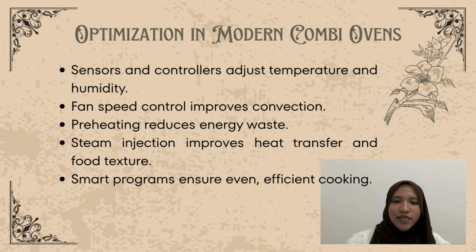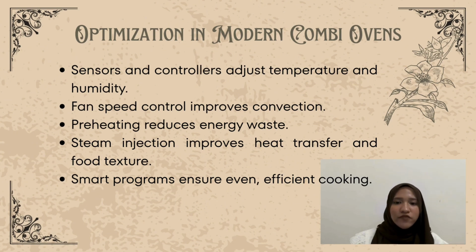Next is preheating. Preheating helps to make sure the oven reaches the required temperature before cooking starts. This reduces cooking time and avoids energy waste. Another improvement is steam injection. Steam helps transfer heat faster and keeps the food moist. This creates better texture, especially for bread, meats, and baked products.